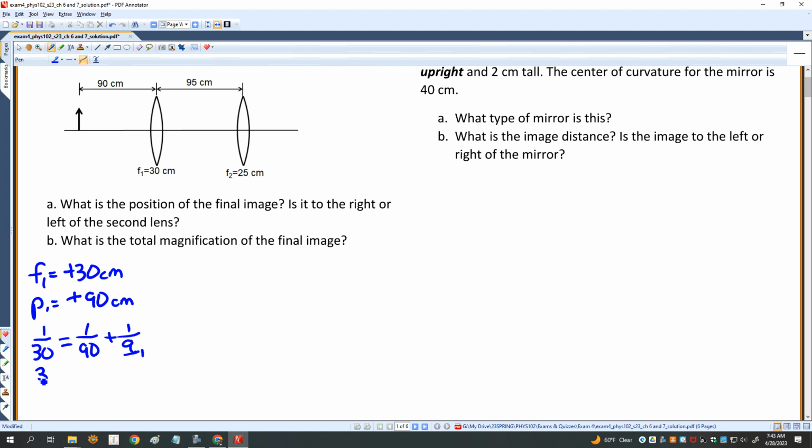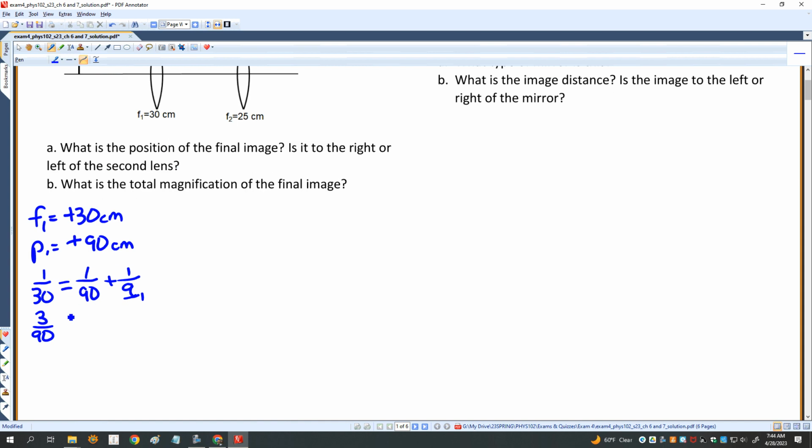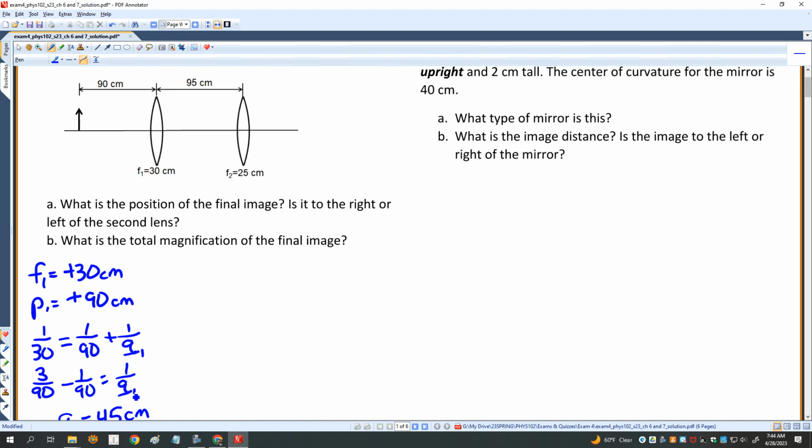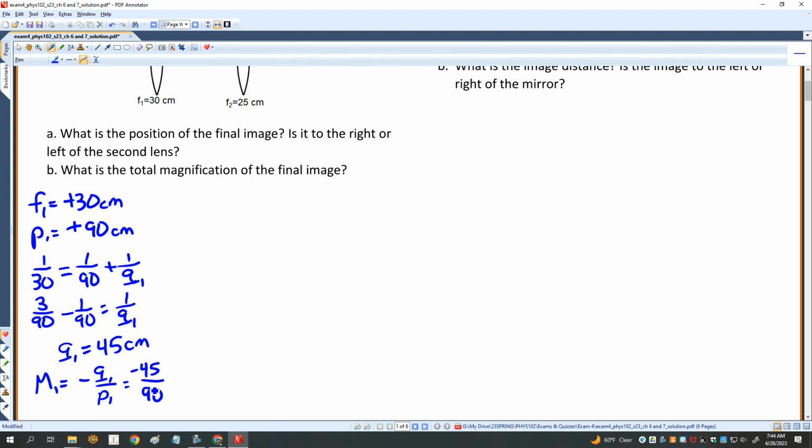I'm going to do the common denominator, 3 over 90. I just multiplied that 1 over 30 by 3 over 3. Minus 1 over 90 equals 1 over Q1. It's 2 over 90, so Q1 is equal to 45 centimeters. And now M1 is negative Q1 over P1, negative Q over P. That's negative 45 over P1, which is 90, which is negative 1/2.